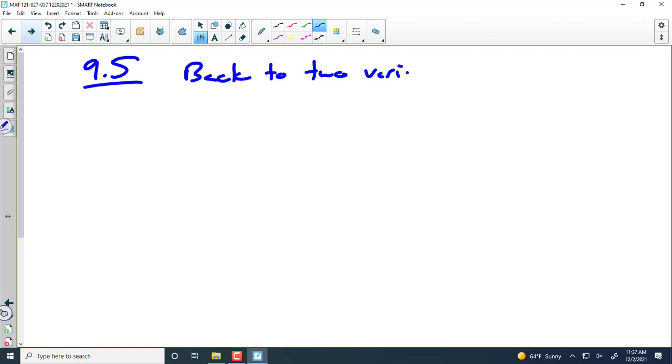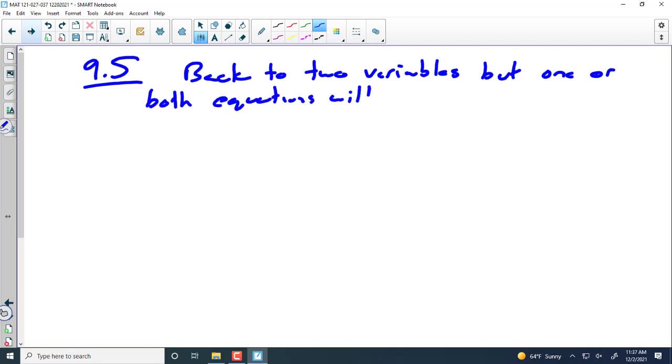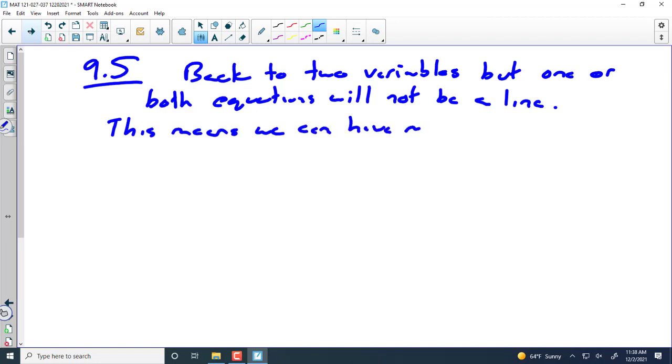Back to 2 variables, but one or both equations will not be a line. This means we can have more than one answer. In 9.5, you're going to be back to x and y.